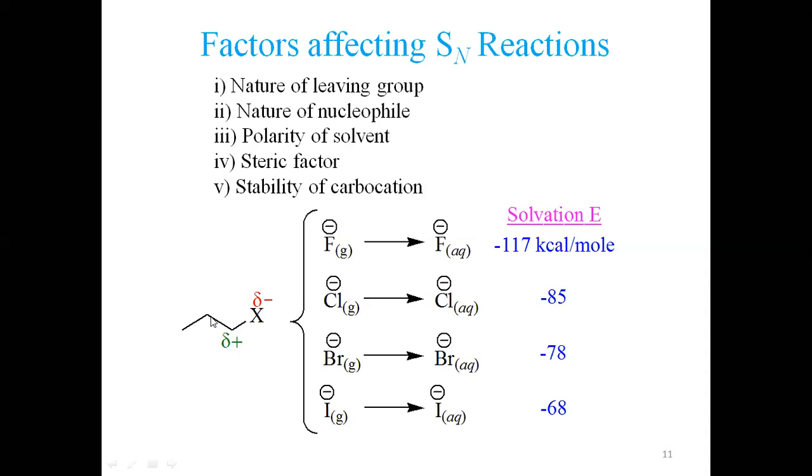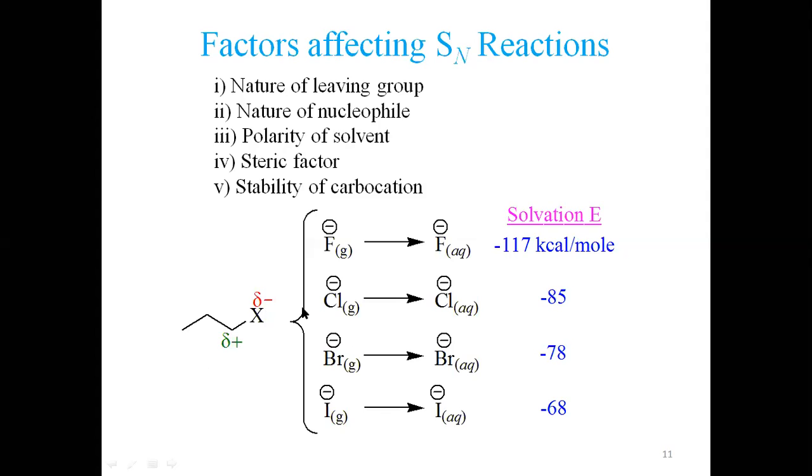If we have an X group attached to this carbon, X being a halogen, I have presented here as examples fluorine, chlorine, bromine, and iodine. These halogens all have electronegativity higher than carbon. So in all cases, the carbon shall be partially electron deficient, delta positive, and the halogen shall be delta negative, having a high electron density towards them. So this carbon is electron deficient and this X is electron rich.